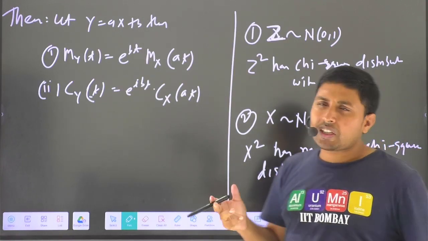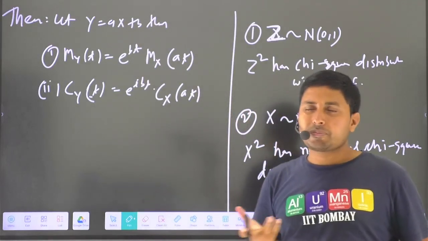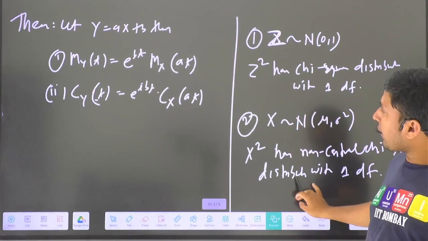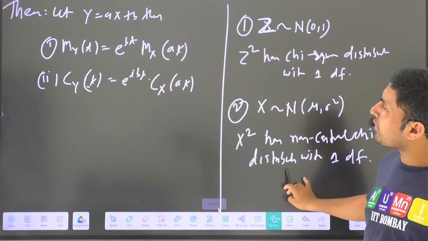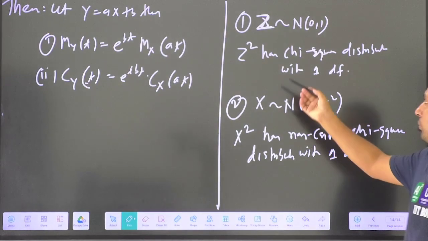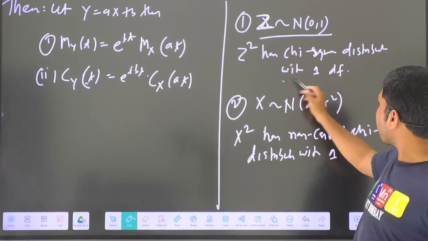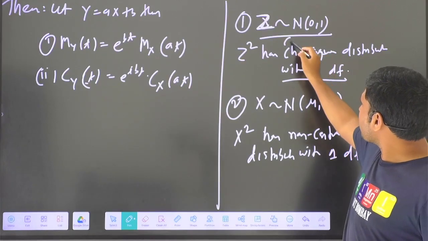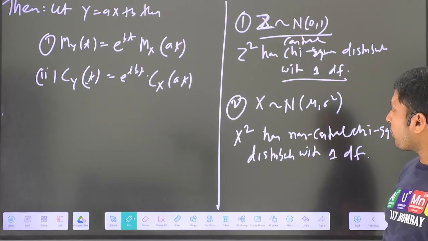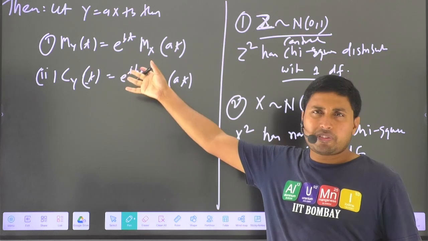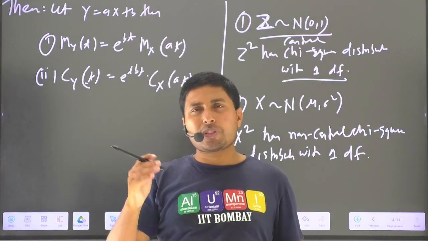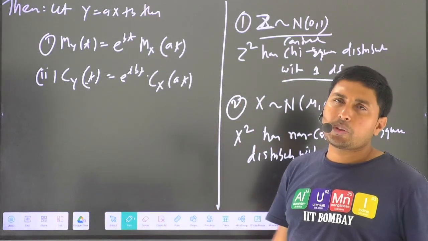Mostly, questions, especially GATE level, are asked on central only. Non-central can be discussed, but I don't think that will be required. A standard normal squared follows a central chi-square. Similarly, others can be defined. Like in the t distribution we have taken Z as normal 0, 1; if you take Z as normal mu, sigma square, then accordingly you can define non-central.